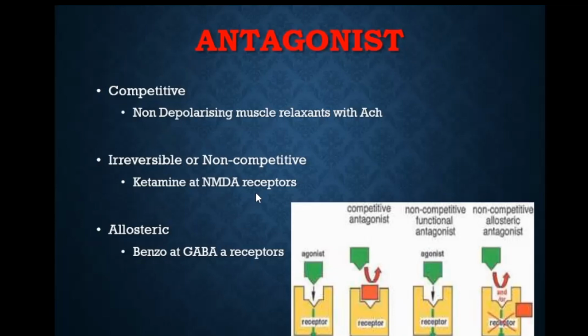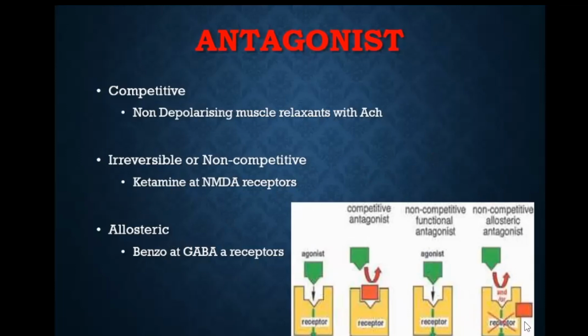With an irreversible or non-competitive antagonist, since the antagonist is not fighting for the binding site with the agonist, increasing the agonist concentration might not bring about the intrinsic activity that we wanted. That's why it's called non-competitive and irreversible, like ketamine at NMDA receptors. Next, we have allosteric non-competitive antagonists. These allosteric antagonists bind at a different binding site in the receptor, and by binding at the different binding site, they cause a conformational change in the receptor.